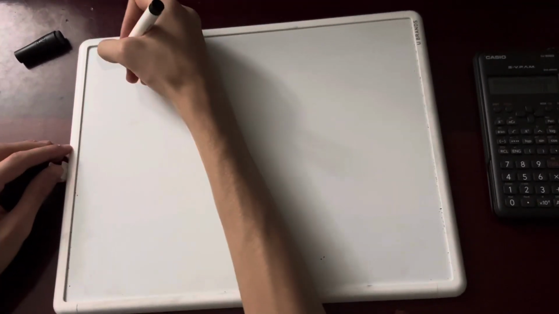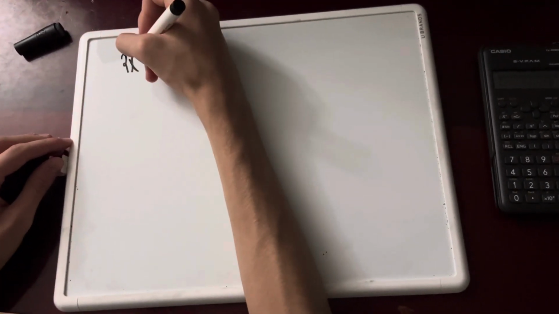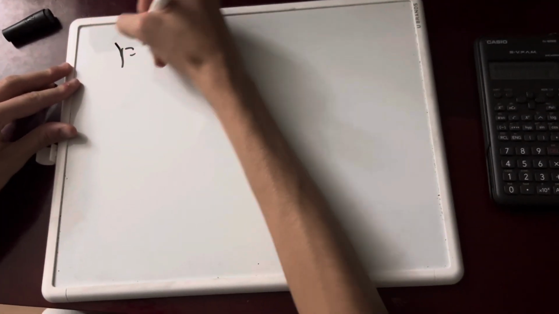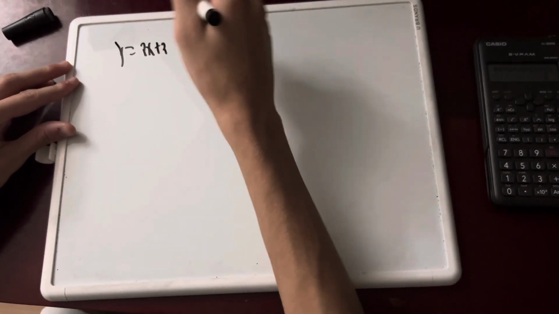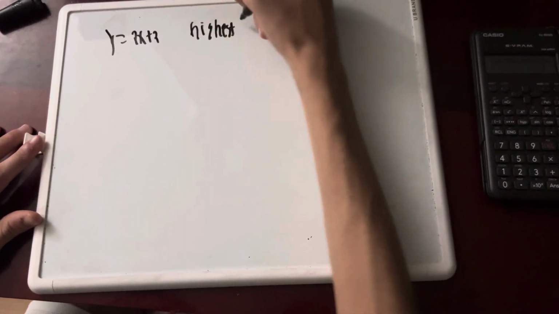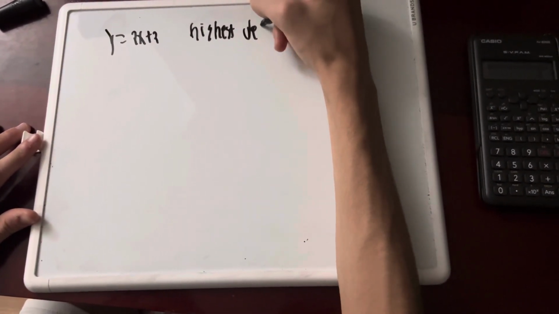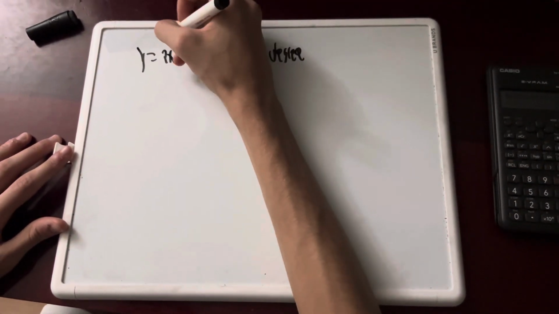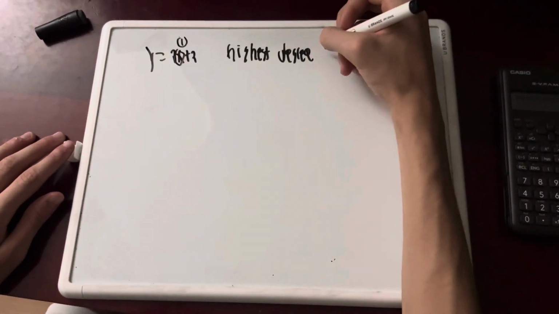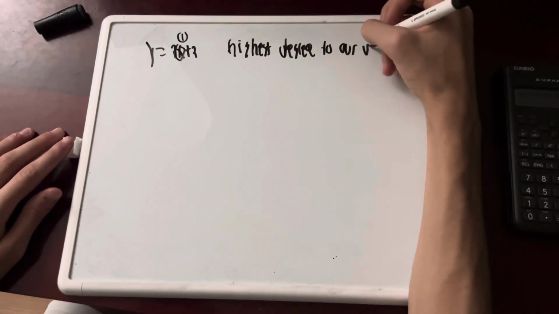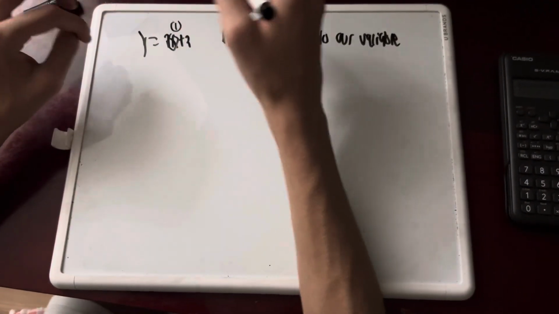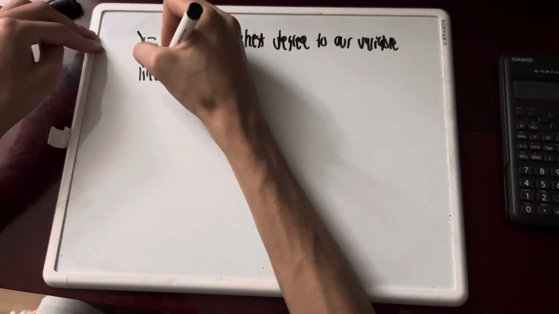For example, if I have y equals 2x plus 2, what's the highest degree in this term? We see it's 1, right? There's nothing raised, the x, our variable. We can see that our variable is only raised to the first power, meaning this is a linear function.